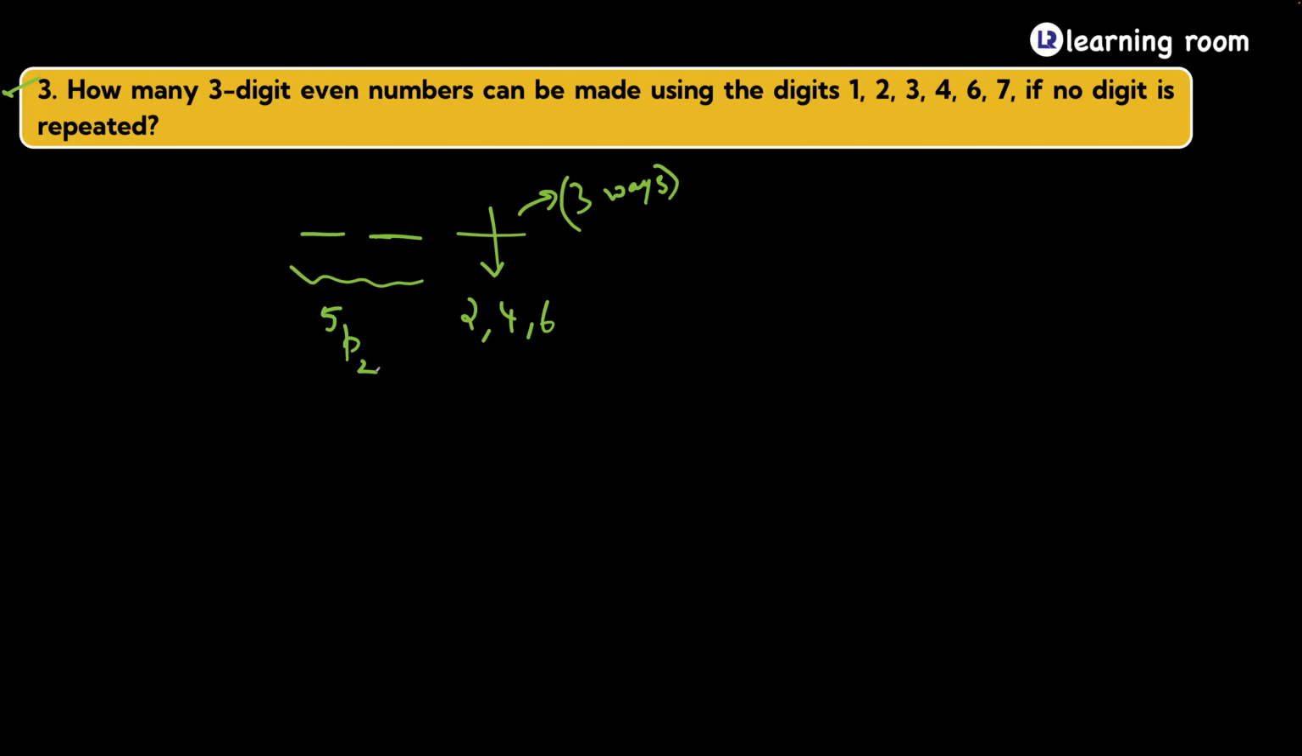I don't think 5 is there in the question. Is 5 there? No, then only 6 digits: 1, 2, 3, 4, 6, 7. So out of the 6 digits, you have used 1 here. So the remaining 5 digits, out of those 5 digits, you need to fill 2 blank spaces. So it is 5p2. 5p2 is going to be 5 factorial by 3 factorial into 3 ways. So 5 factorial is going to be 120 divided by 6 into 3. This will cancel this 2. Answer will be 60. So you can form 60 even numbers using these digits.